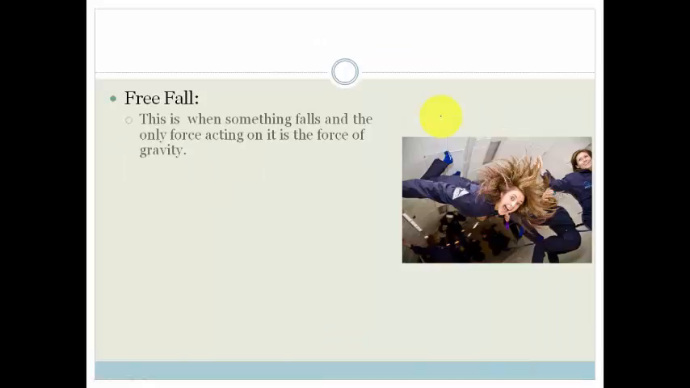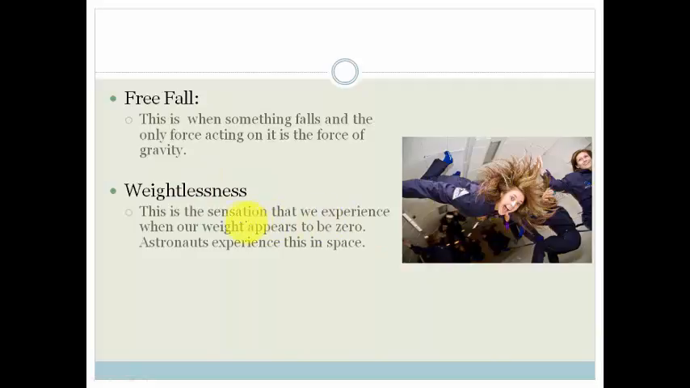Now, free fall. This is when something falls, and the only force acting on it is the force of gravity. Weightlessness, which is what this picture is about, is basically the sensation that we experience when our weight appears to be zero, and astronauts experience this in space. And what they're doing here is there are two ways to do this. They've either got a special machine at NASA, or possibly this is in an aeroplane.